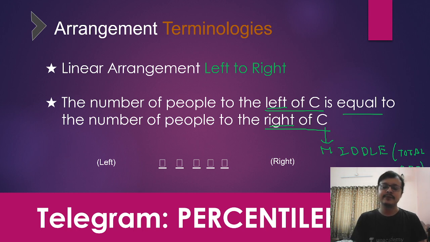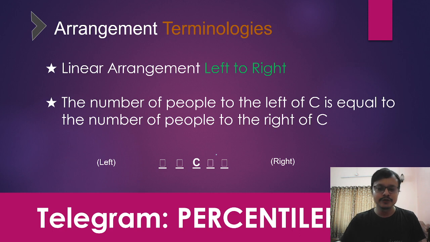If the total number of people is an even number, then you can never get number to the left equal to number of people to the right. Only if the total number of people is odd, like in this case, there are 5 people. So in that case, number of people to the left is equal to people to the right. So where do you put C? You put C right in the middle, such that to the left you have 2 people, to the right you have 2 people.